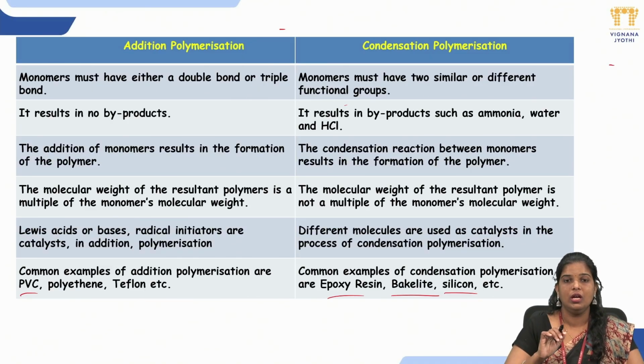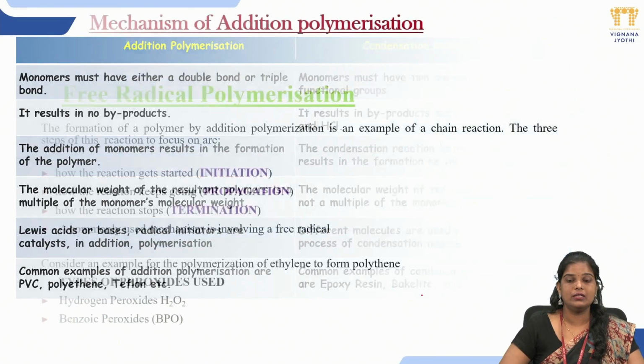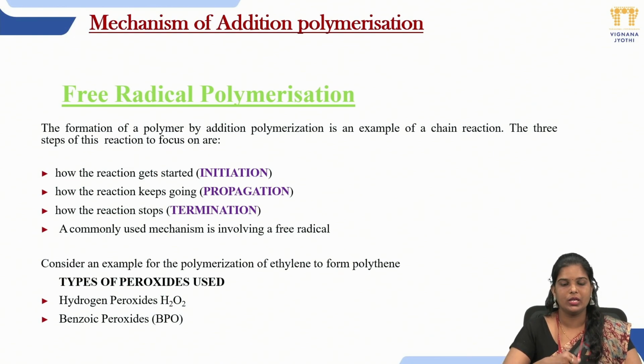If it is clear, now let us move to the next topic, that is the mechanism of addition polymerization. Why are we concentrating maximum on addition polymerization? Because it gives us multiple uses, and it gives us thermoplastic material also, which can be reused. That is why there is more enhancement for addition polymerization.